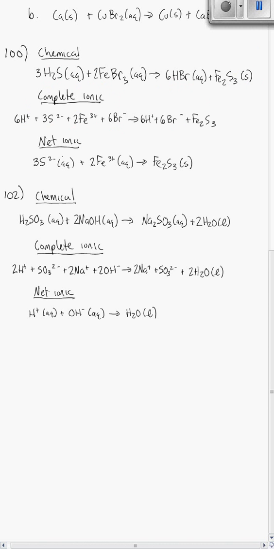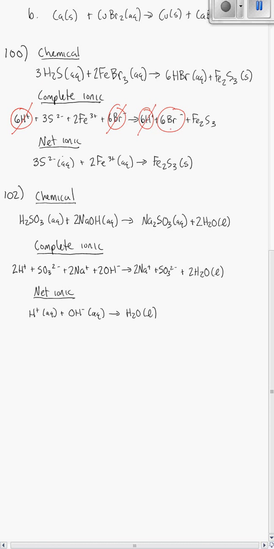In going from a complete ionic equation to a net ionic equation, what you need to do is eliminate things called spectator ions. Spectator ions are present on both sides of a complete ionic equation. Basically, they're things that are present in solution, but they don't participate in an actual chemical reaction. In this case, we've got 6 H+ on the left and 6 H+ on the right. We also have 6 Br- on the left and 6 Br- on the right. Our hydrogens and our bromines are spectator ions, so we eliminate them to get our net ionic equation.